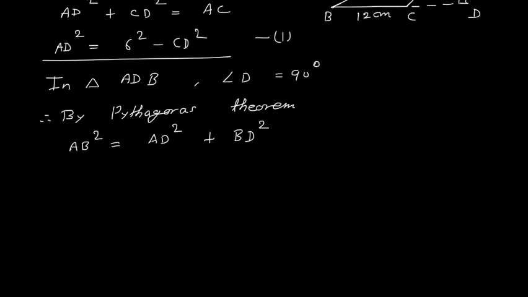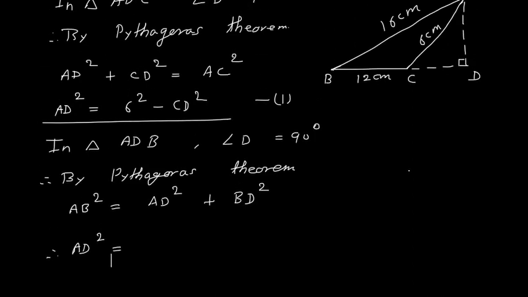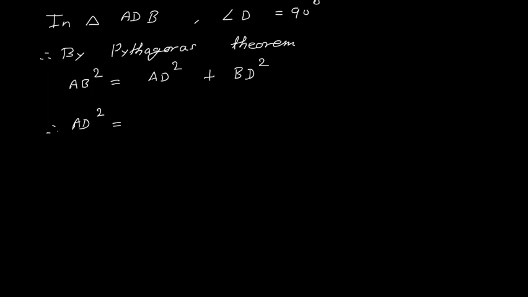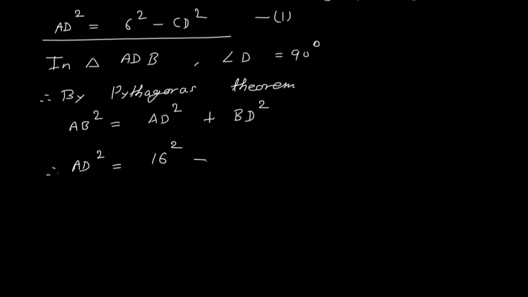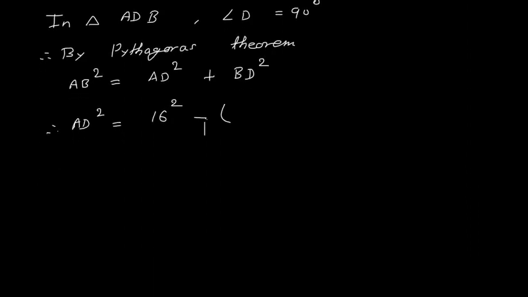So AD square will be equal to AB, the value of AB is 16, so it is 16 square minus the value of BD. The value of BD is BC plus CD. So here BD is BC plus CD, the whole square. This is our equation number 2.